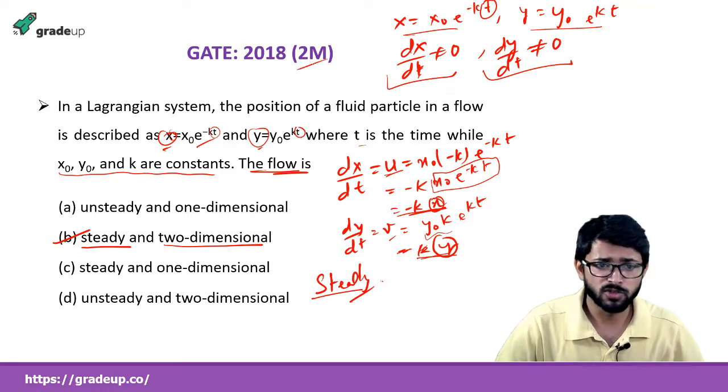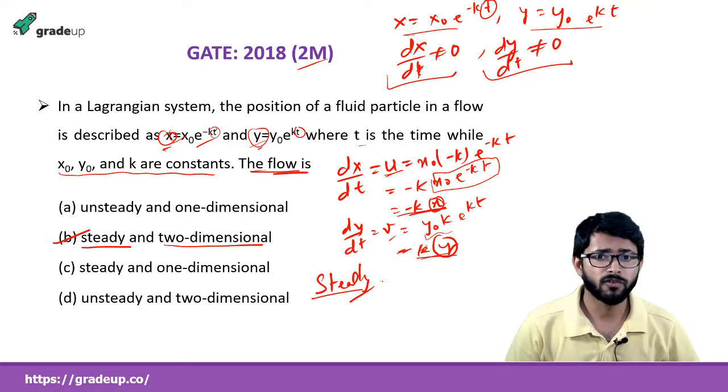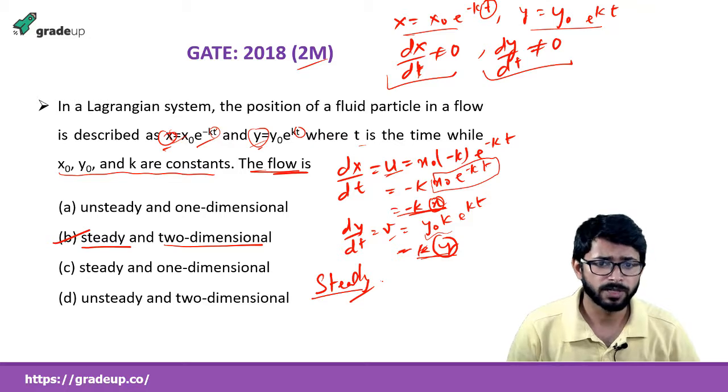Here it is a 2 marks question, because the student can be confused about x and y. x and y are the position coordinates. The question is asking about the flow, so we have to find out the velocity field. But the velocity field comes out independent of time, so it is a steady flow.